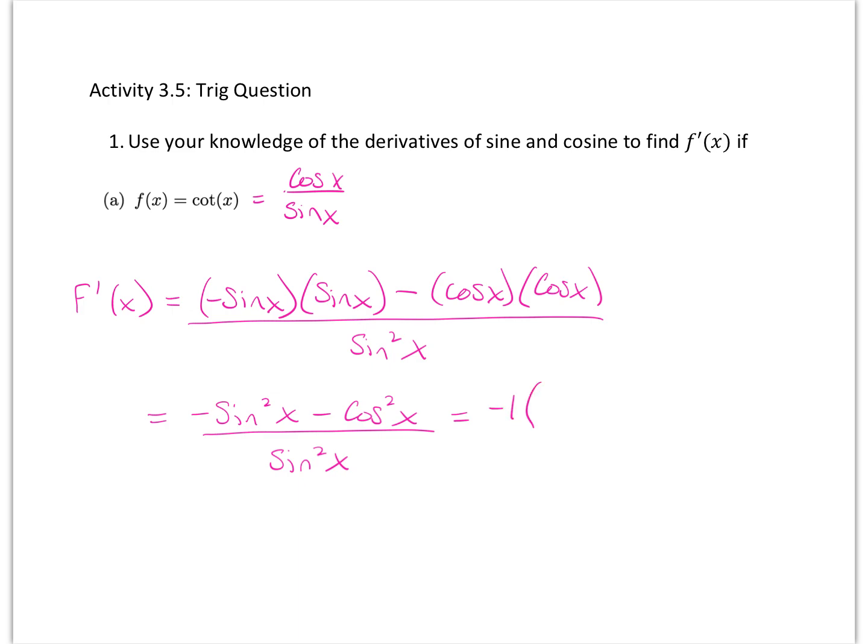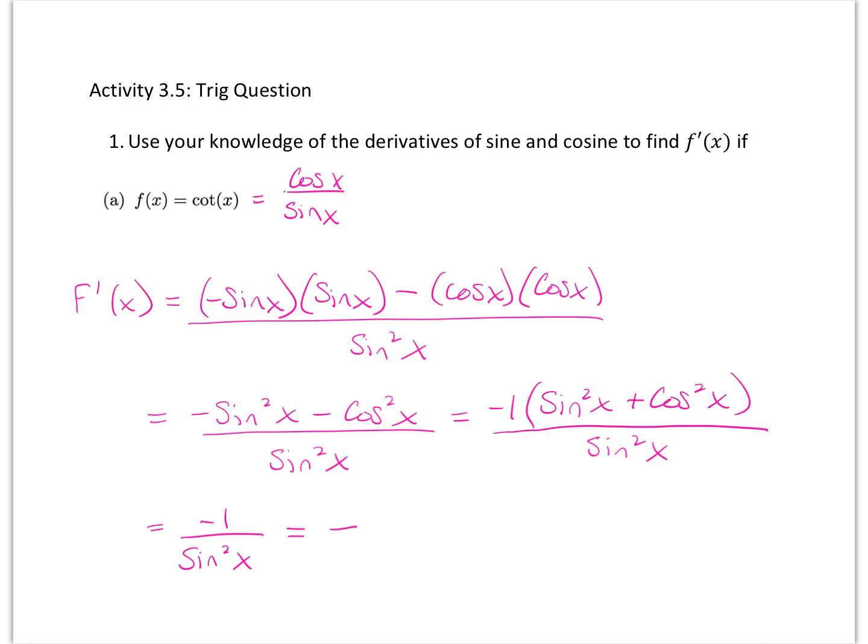Let's factor out a -1 from that numerator. So I have -1 times sine squared x plus cosine squared x. That's why I factored out the -1, because I wanted to use that Pythagorean identity again, just like I did in the tangent example. Okay, and then sine squared plus cosine squared is 1. So this is -1 over sine squared x. And one of my reciprocal identities is that 1 over sine is the cosecant. So this is negative cosecant squared x.